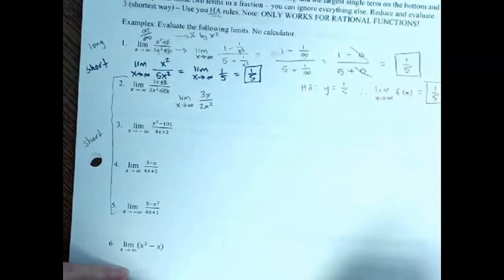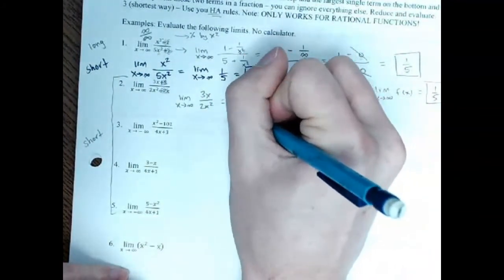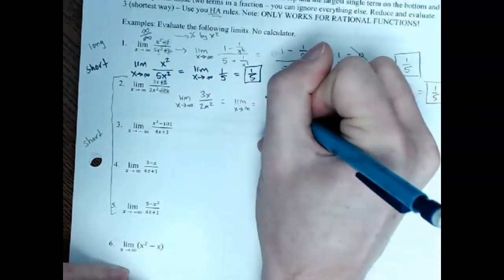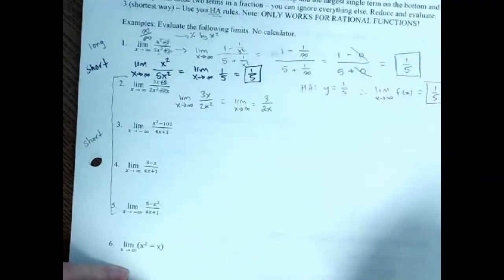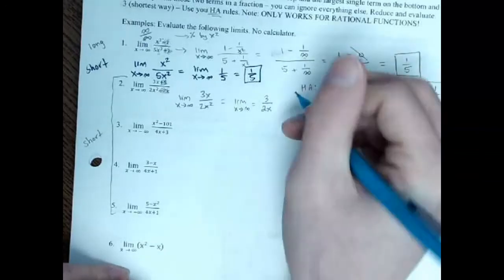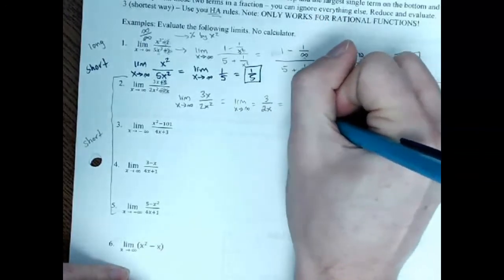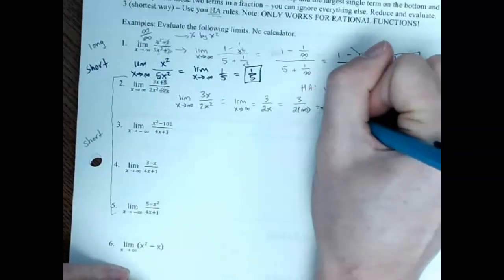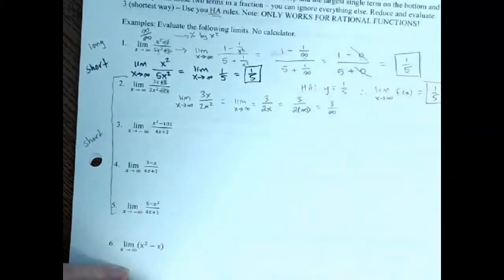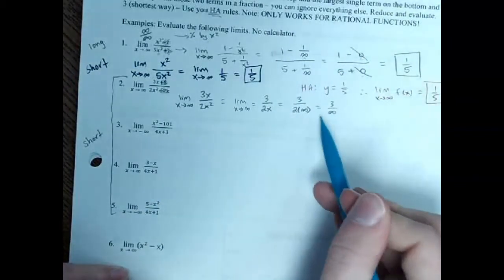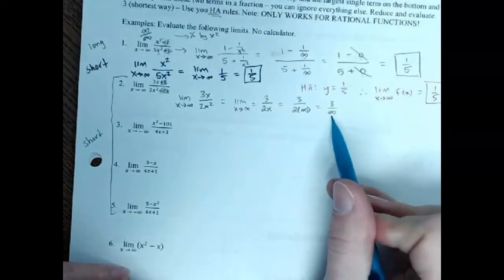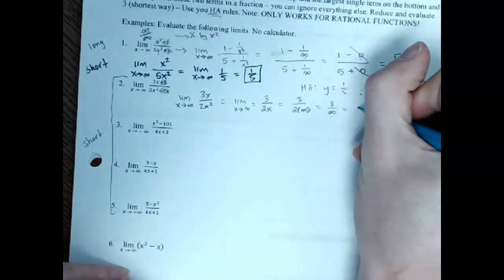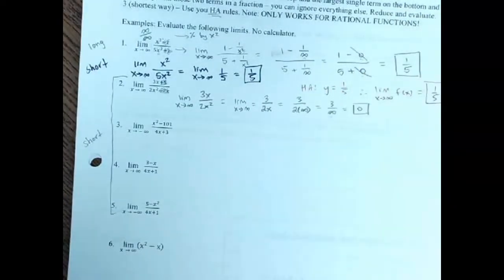Reduce it. So you're going to have a 3 over a 2x. Once I reduce it, then I go ahead and I can evaluate it. So I'm going to have 3 over 2 times infinity, which is 3 over infinity. Right? 2 times infinity is infinity. And I know if the denominator gets big, the fraction overall is going to get really small. So that one's not too bad, right?